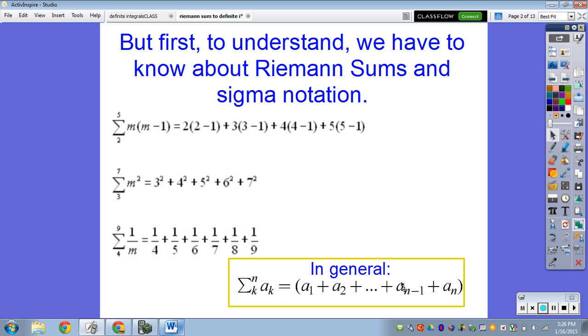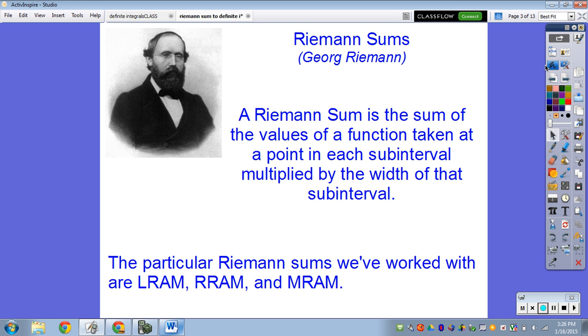and then add those together. And so to understand Riemann sums in particular, not just sums or sigma notation, we need to know about George Riemann, and a Riemann sum is the sum of the values of a function taken at a point in each subinterval multiplied by the width of that subinterval. So what we need to understand is that we've worked with LRAM, RRAM, and MRAM, and they are particular types of Riemann sums. So there are other Riemann sums out there.